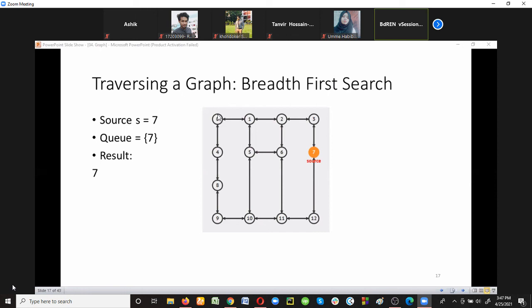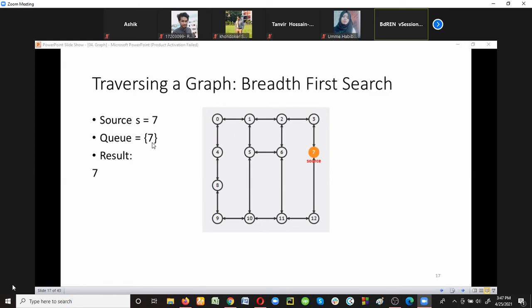This 0 can be used as the starting node, or any node can be used as a starting node. So for 0, the adjacent nodes are 1 and 4. Store all those nodes in the queue. Then you can take either 1 or 4, depending on the order in which you have stored them in the queue.